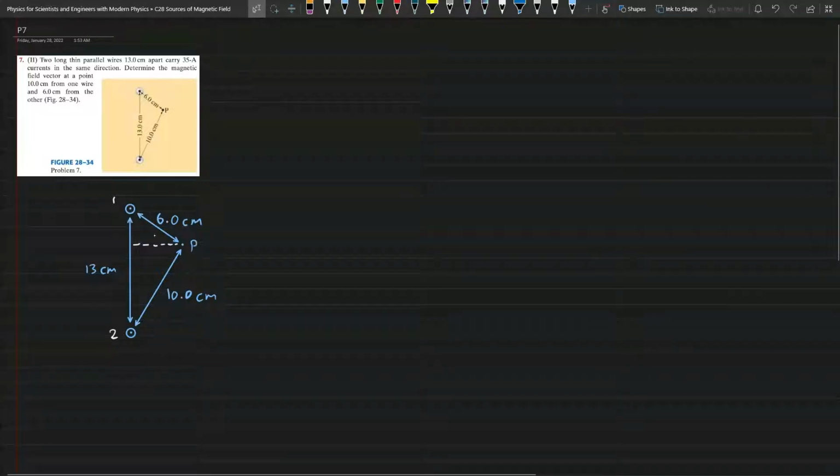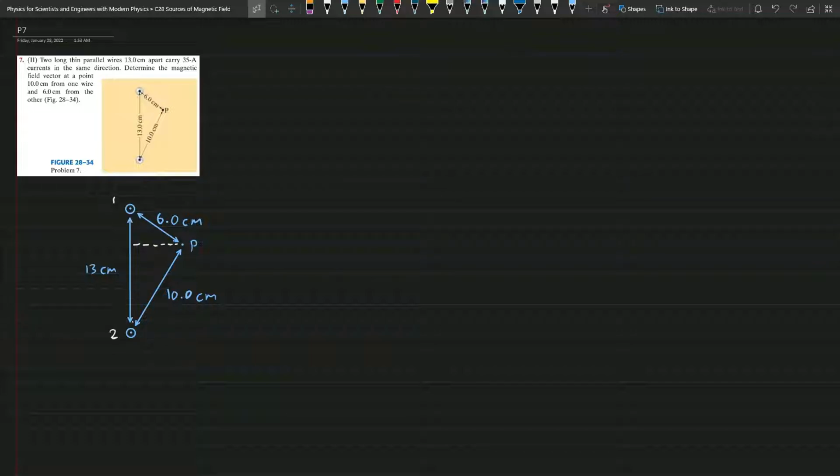Here I redraw the diagram, and let's call this upper wire wire 1 and the wire at the lower side wire 2. We are asked to determine the magnetic field at this point P. Here it is given that the current is out of the page. So by using the right hand rule, we are able to determine the direction of the field produced at this point P.